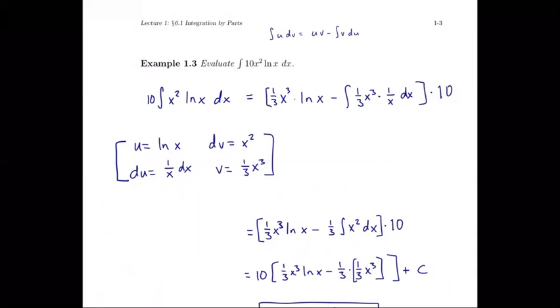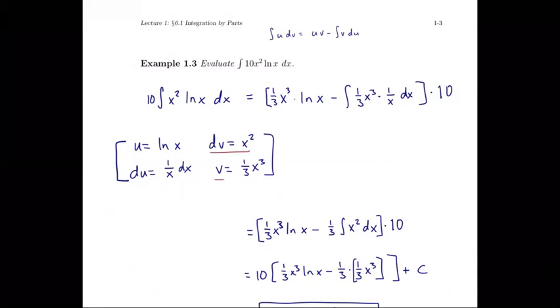Anyway, we've chosen u to be natural log of x. The derivative of that is 1 over x. And the differentials are du equals 1 over x dx. Now dv is x squared. And integrating both sides, we get v is equal to, well, the power rule tells us 1/3 x cubed is the antiderivative of x squared.